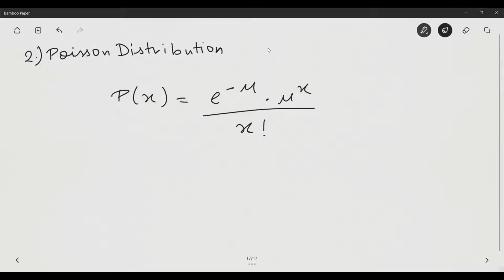Suppose there is some road where accidents occur at a regular interval. Just like in the previous case of the binomial distribution, we take one scenario. Suppose there is one road where on an average in every 10 hours 2 accidents occur. So this is the scenario.